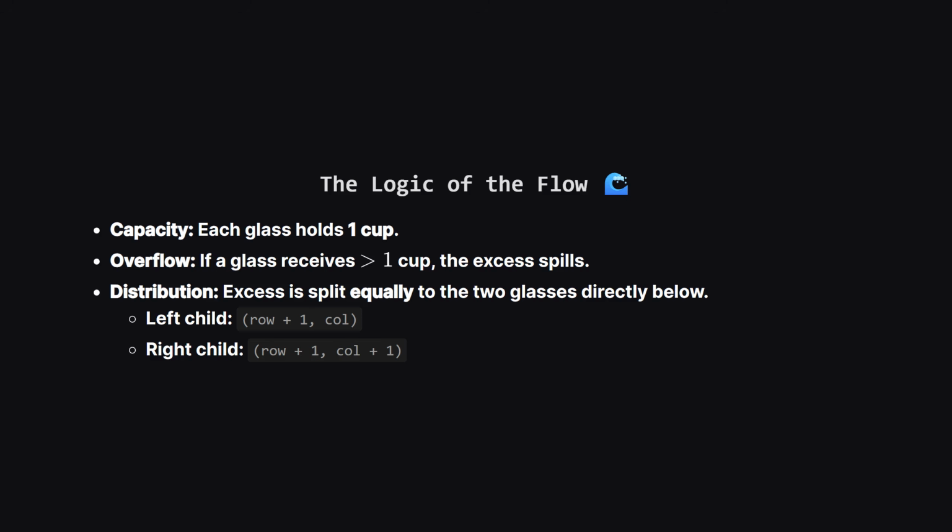The core mechanic here is how the liquid flows. Each glass has a capacity of 1. If we pour more than 1 cup into a glass, it fills up, and the extra liquid, the overflow, spills over the sides. The problem states that this overflow is split evenly between the 2 glasses sitting directly underneath it. So half of the excess goes to the left child in the next row, and the other half goes to the right child in the next row. If those glasses also get overfilled, they spill into the next row, and so on.